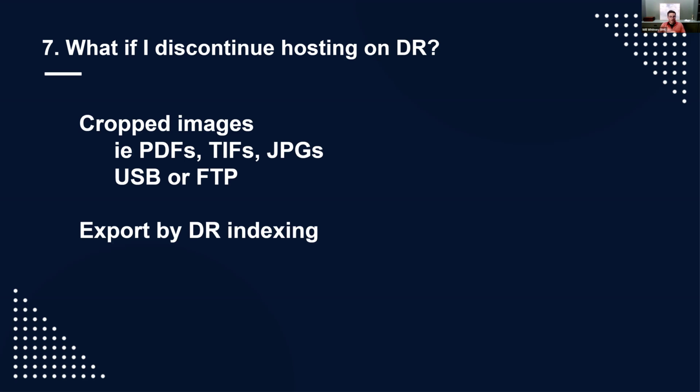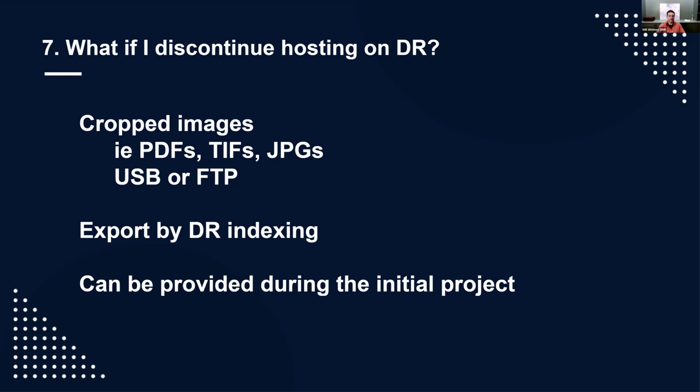And often what we'll do, if you're in digital reel and you want to take it off later, we'll just export by the digital reel indexing. So however it's indexed in the system, we'll just replicate that and send them to you like a multi-page PDF or foldered files based on whatever is in the application. So you get the same style of record, how to find the records.